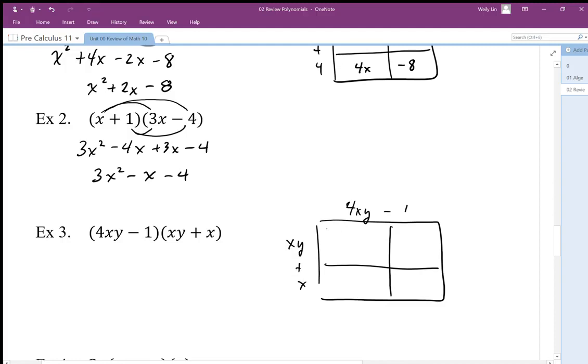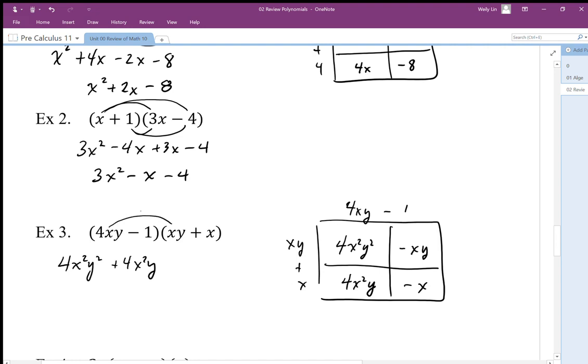So 4 times xy times xy, well, that becomes 4x squared y squared. Here I get 4x squared y. And here I get negative 1xy. And this becomes negative x. So when I combine my like terms, well, there are no like terms in this case. So it just ends up being 4x squared y squared plus 4x squared y.